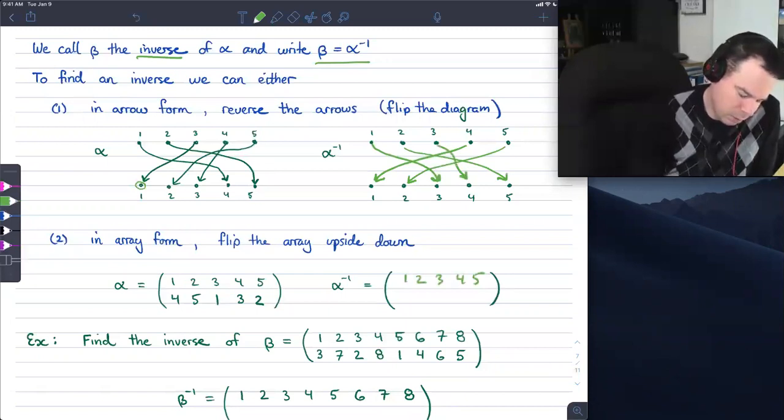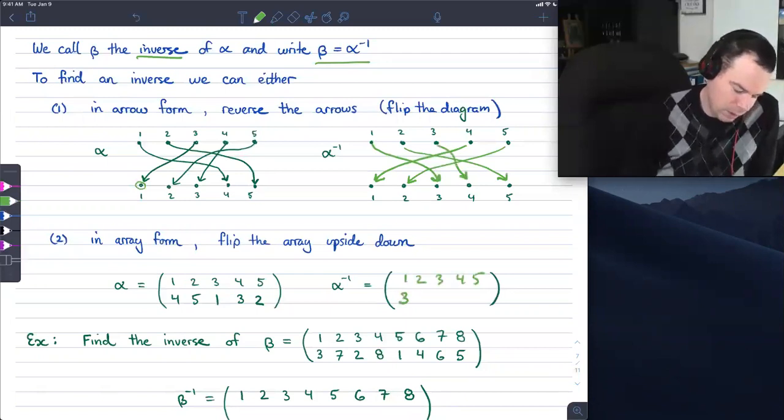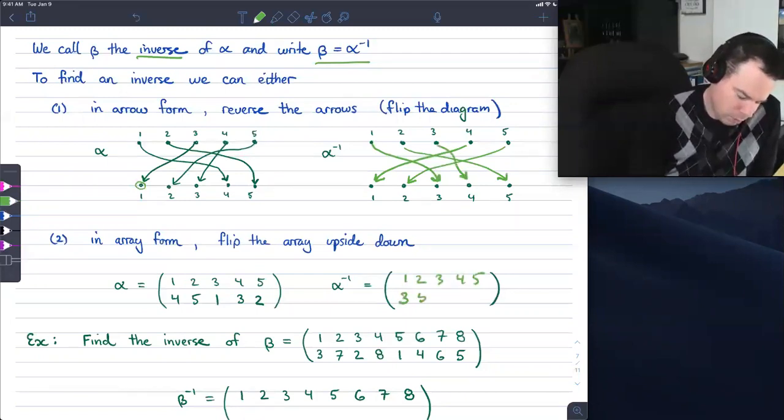So 1 in the bottom row goes to 3, 2 in the bottom row goes to 5, 3 in the bottom row goes to 4, 4 in the bottom row goes to 1, 5 in the bottom row goes to 2. So there's our inverse.